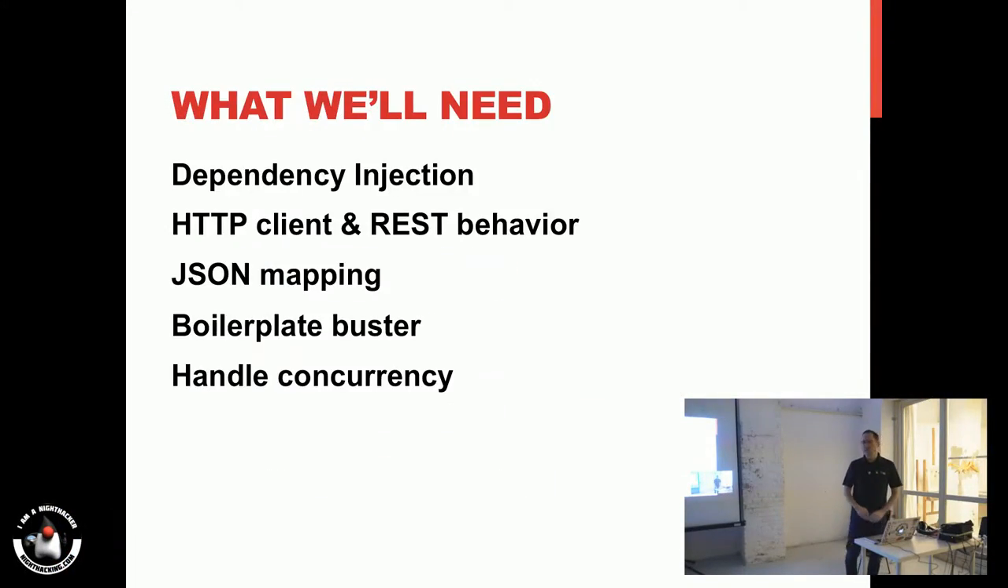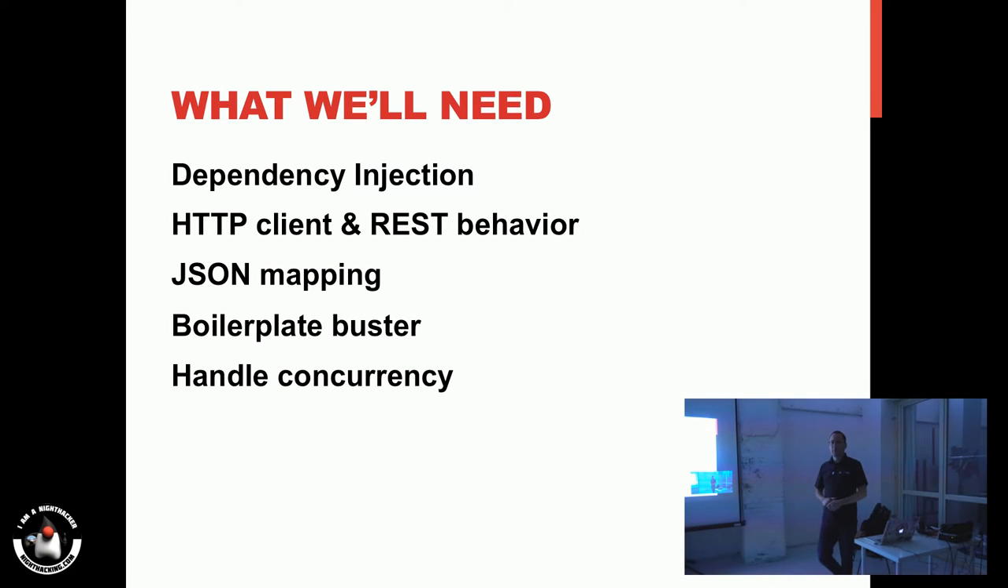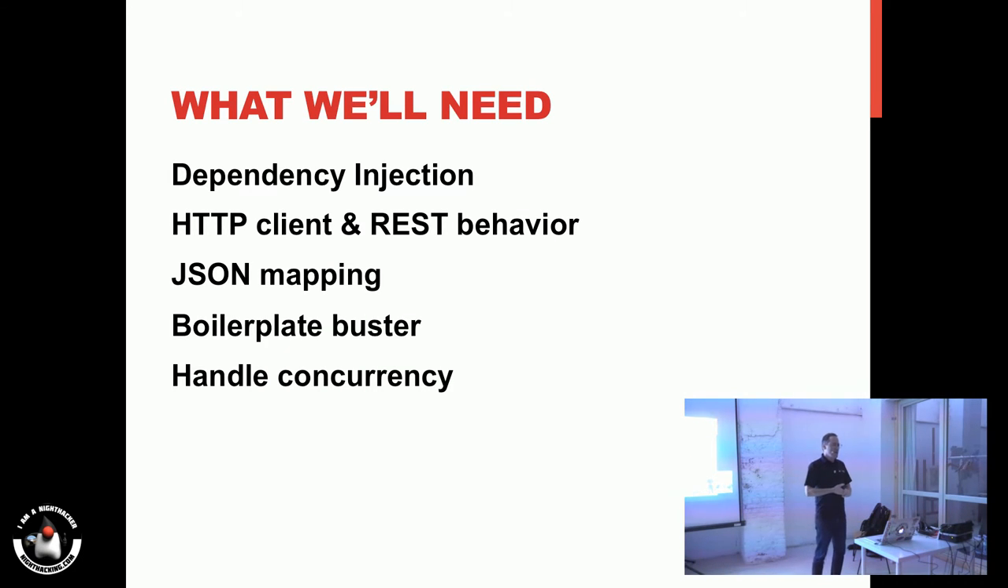So what we need for this is some sort of dependency injection mechanism, perhaps. And we definitely need to have an HTTP client and have some REST abstraction on top of that. We need to do JSON mapping, so map the JSON payload into Java objects. We need a way to remove all the boilerplate code. And finally, because we're building a desktop application, we need to handle concurrency.